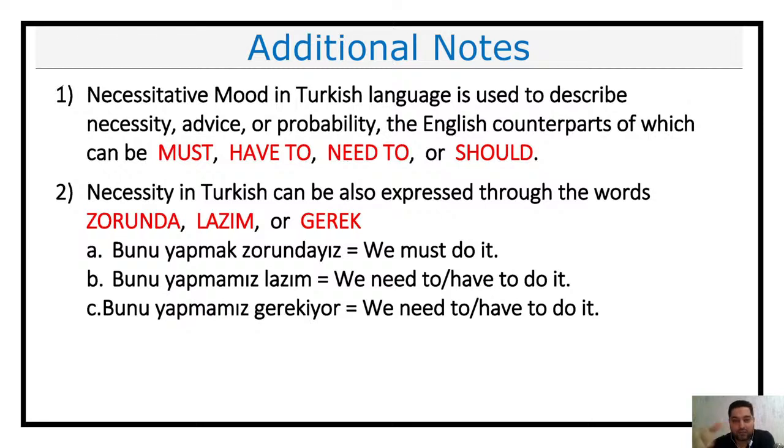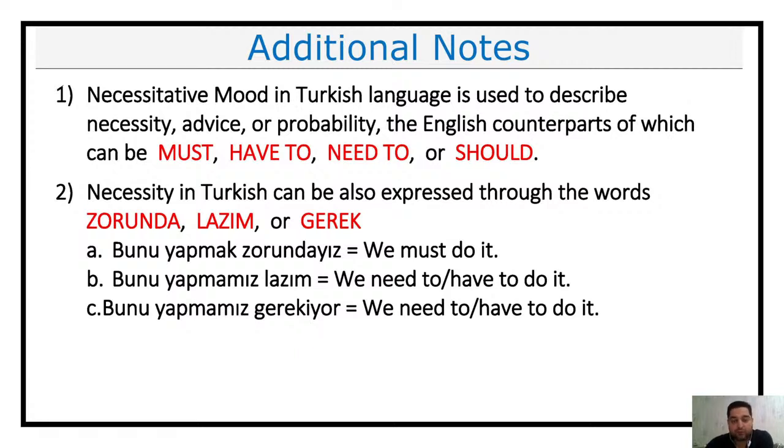For we, we already have the example here. Bunu yapmamız lazım. Bunu yapmanız lazım. And bunu yapmaları lazım. So if you want to change the lazım structure based on person, that's how you change the ending of the verb. Or if you want to say we have to see it, bunu görmemiz lazım. Bunu izlememiz lazım.